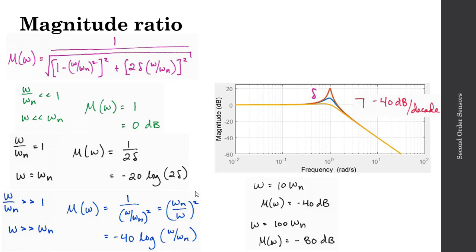now in contrast to the second order sensors. For the first order sensor, you'll recall that the slope was minus 20 dB per decade, whereas for a second order sensor, we're looking at minus 40 dB per decade. And for first order sensors, we were never able to get a magnitude ratio greater than 1. Effectively, it was impossible. But with the second order sensor, for systems that are in resonance or have low damping ratios, we can actually get a system that will produce a magnitude ratio greater than 1. So that's something unique about second order systems when contrasting them to their first order counterparts.